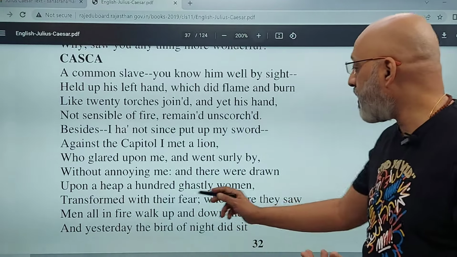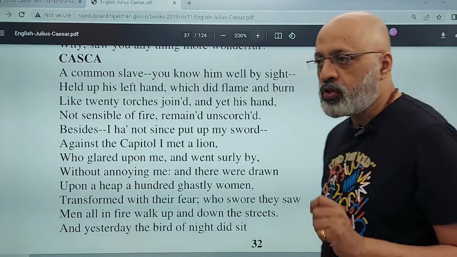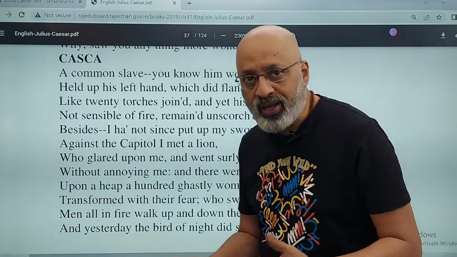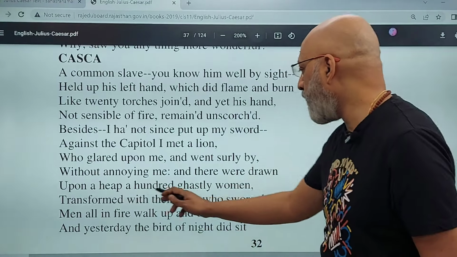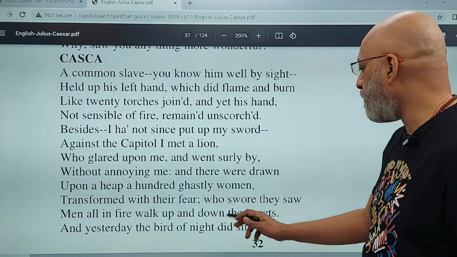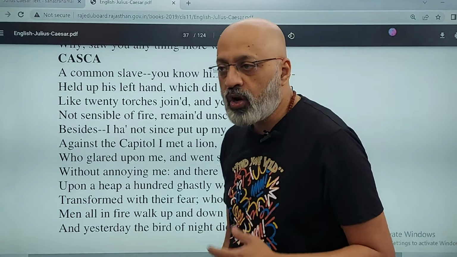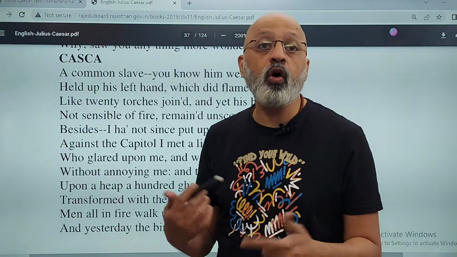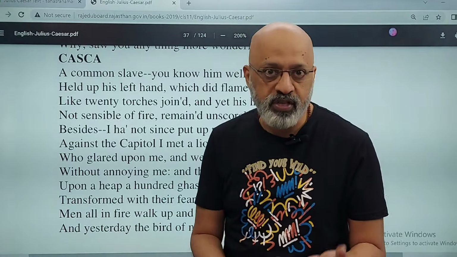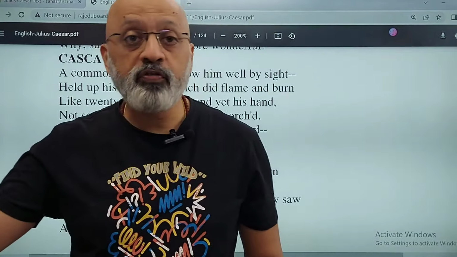And then there were 100 ghastly women. Ghastly means very pale looking women, transformed with their fear. So there were 100 pale looking women. They were drawn upon a heap, that is, they were huddled together upon a heap, transformed with their fear, who swore they saw men all in fire walk up and down the streets. And yesterday the bird of night did sit. So he says that they were all huddled together, who swore that they saw men walking on fire on the streets. Again, a rather unusual and terrifying kind of sight, if men are walking on fire on the streets of Rome. And yesterday, the bird of night is what?